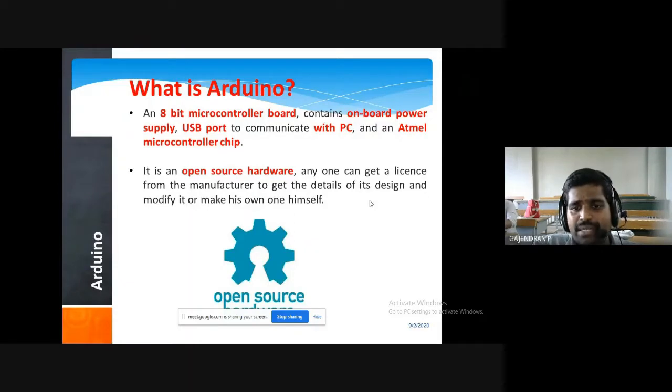ARM is not an open source hardware. ARM industry has some intellectual property. To get the license, you need to pay something in dollars. It is a very huge amount. An individual can't buy that particular license. Here Arduino, it is a free license. Therefore it is called an open source hardware. You can buy the design, you can design your own Arduino board.